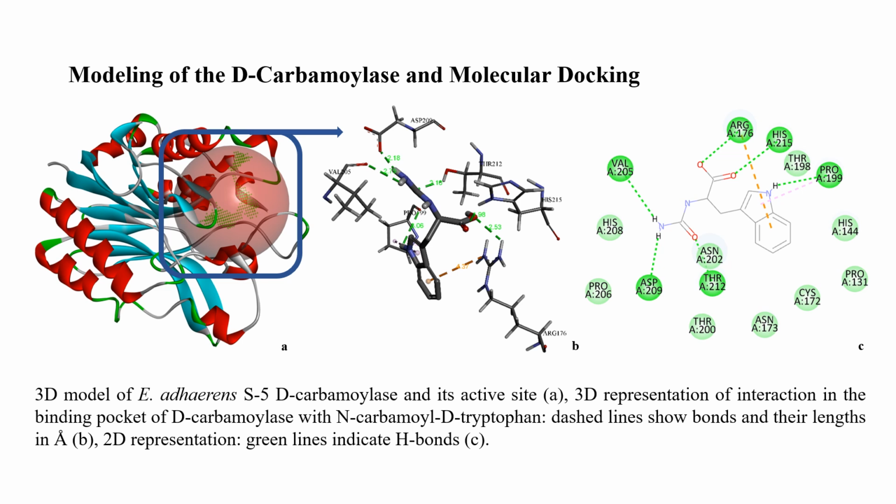Once we had the structure, we moved to the molecular docking. We tested the binding of 5 different N-carbamoyl D-amino acids. The model showed strong affinity across all ligands, with a particularly high preference for N-carbamoyl D-tryptophan. Interestingly, the results for N-carbamoyl D-tryptophan mirrored our earlier findings with the Pseudomonas enzyme.